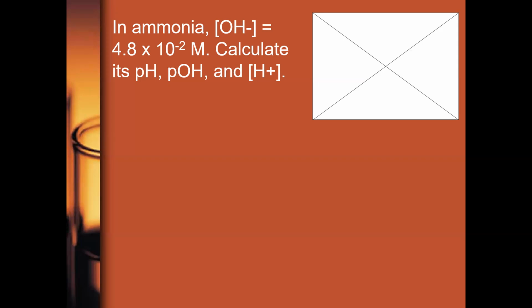So since we have OH, we can find pOH. So remember, pOH is the negative log of the hydroxide ion concentration, so the negative log of 4.8 times 10 to the negative second. That's going to give us a pOH value. And taking into account sig figs, since 4.8 has 2 digits, our pOH should have 2 decimal places. So this is going to give us a pOH of 1.32.